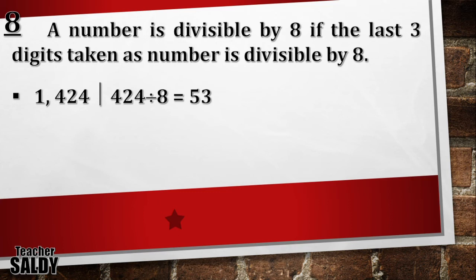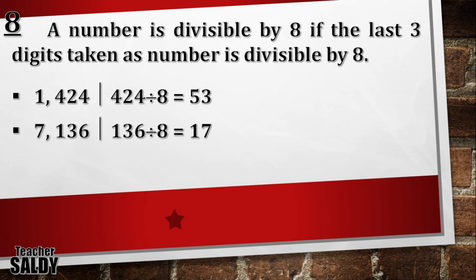Example number 1, 1,424. So if we take out 424, it is divisible by 8 because the quotient is 53. Therefore, 1,424 is divisible by 8. Ibig sabihin, kahit maging 2,424 pa yan, 3,424, you can divide by 8.